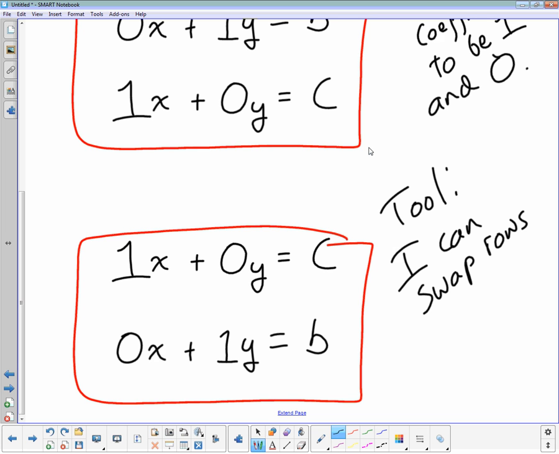All right. I'm excited about swapping rows too.